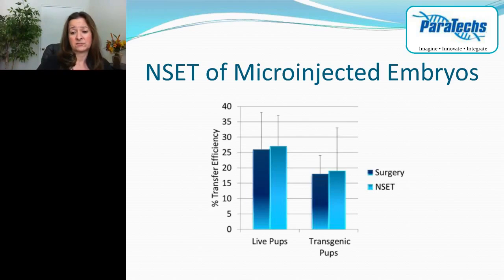For non-surgical transfer, however, the microinjected embryos needed to be cultured to blastocyst stage prior to transfer. And these were then transferred to the uterine horn into 2.5-day post-coital pseudopregnant recipients. The transfer efficiency, as you can see, is similar between the two methods, and the number of transgenic pups recovered after the procedure is also very similar.